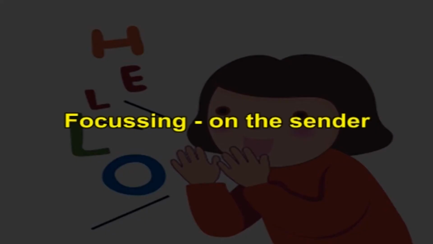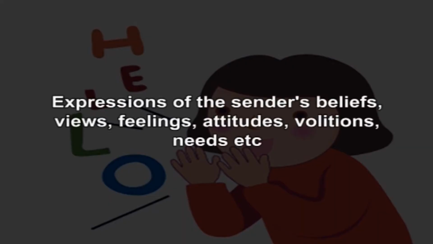Secondly, it is possible to focus on the different interacting factors of the communication process and discern the following four aspects. A. Focusing on the sender, the expressive functions. What is communicated is, under this aspect, seen as expressions of the sender's beliefs, views, feelings, attitudes, volitions, needs, etc.